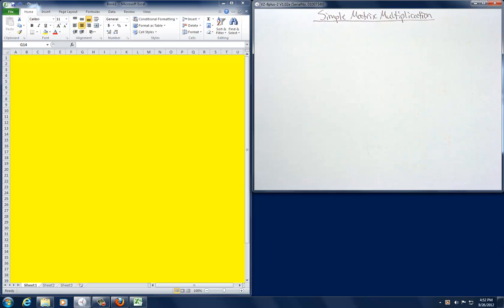Today we're going to discuss simple matrix multiplication, both by hand and also using Excel. To do matrix multiplication, you have to make sure that the columns in the first matrix match with the rows of the second matrix.